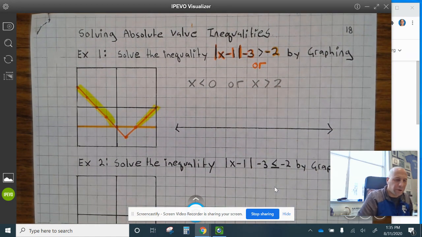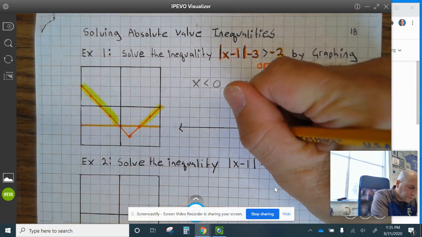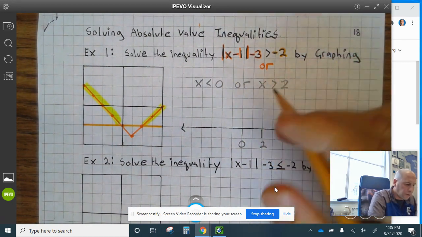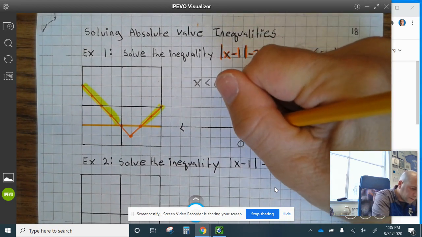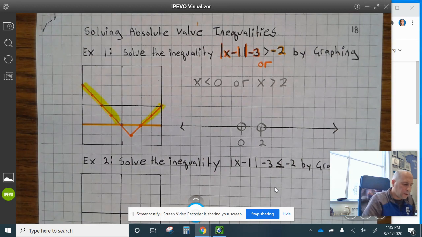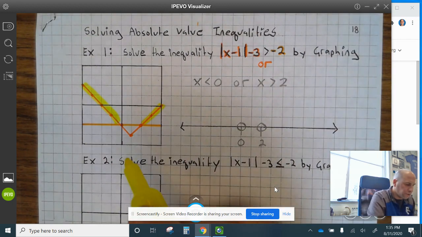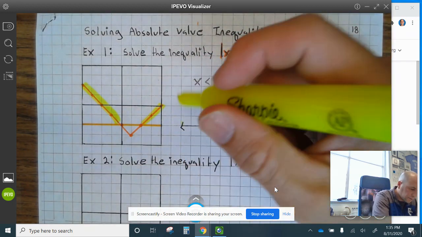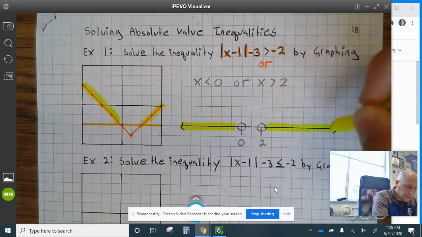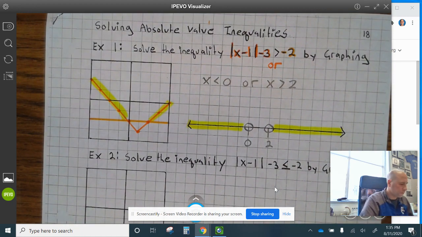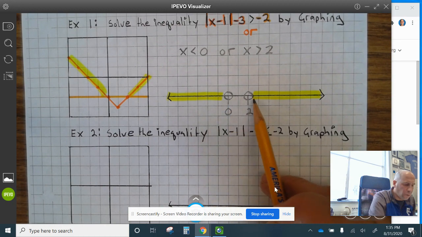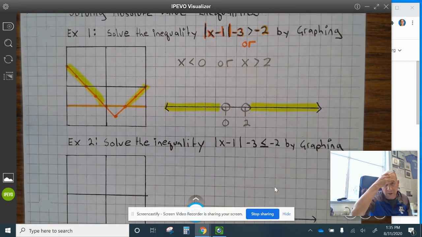Now to graph this on the number line, let's put 0 right here. Let's put 2 here. Now there's no line underneath, so we have an open circle at 0, and we have an open circle at 2. Now our shading should correspond to the graph, so our shading is here and here. So x is less than 0 or x is greater than 2. Okay, so go ahead and finish up example 1.